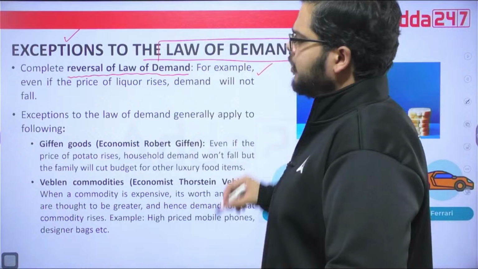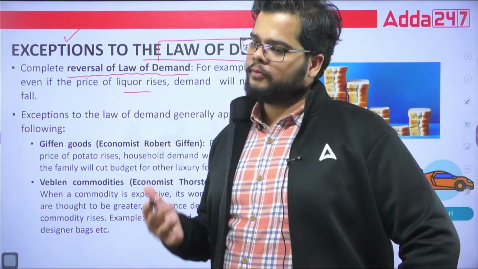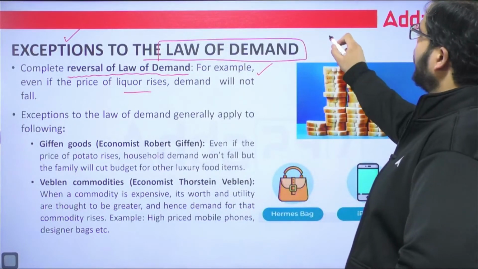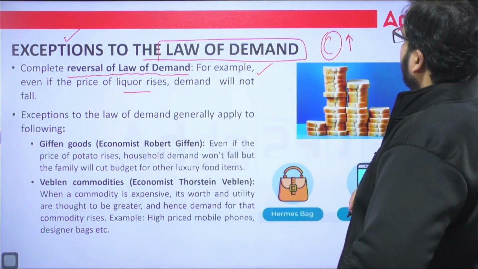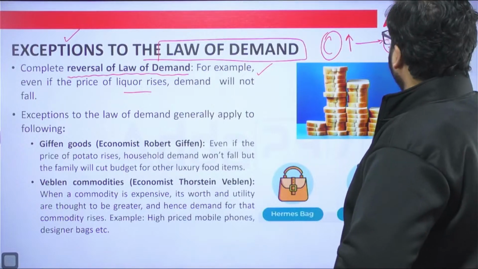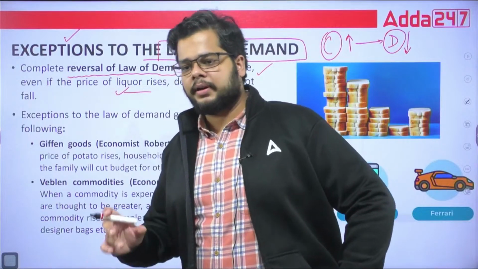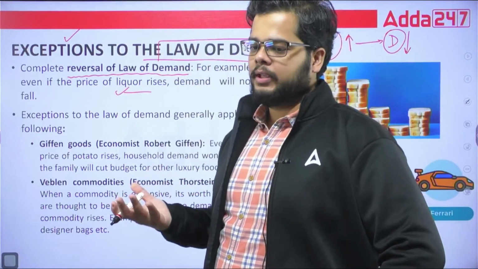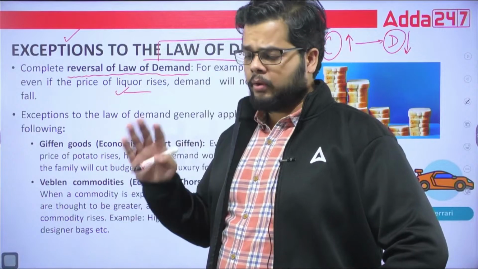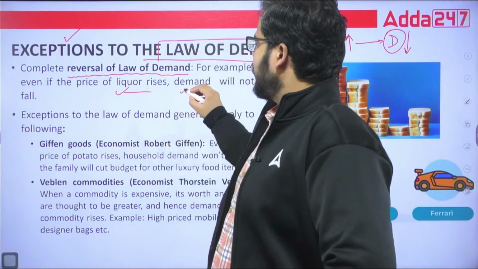So the most famous example is, if the price of liquor rises, demand will not fall. Normally, if the price of a commodity increases, its demand will fall. But if I talk about certain items like liquor, people will consume whatever they want to consume, irrespective of the pricing. You can argue that some people will start drinking a lesser amount of liquor as compared to earlier, but the overall demand will be there.